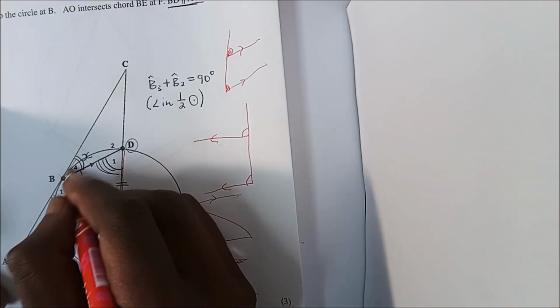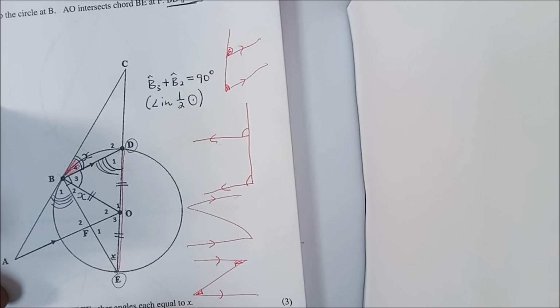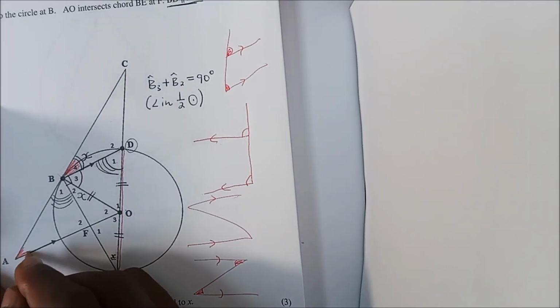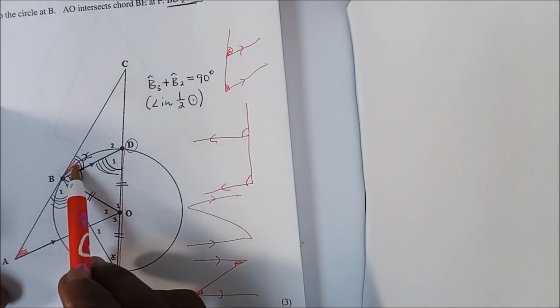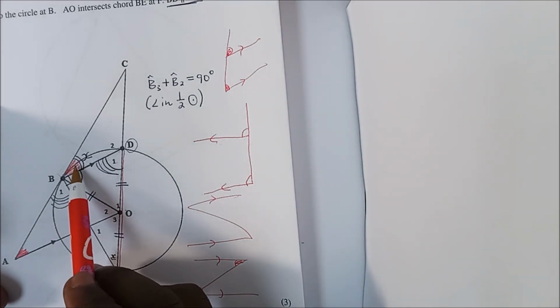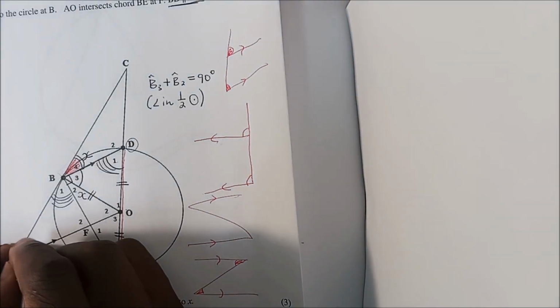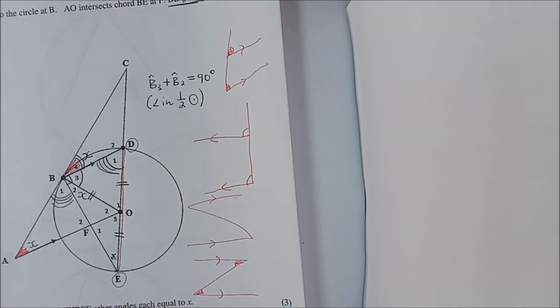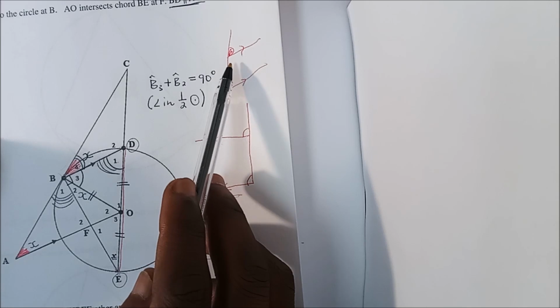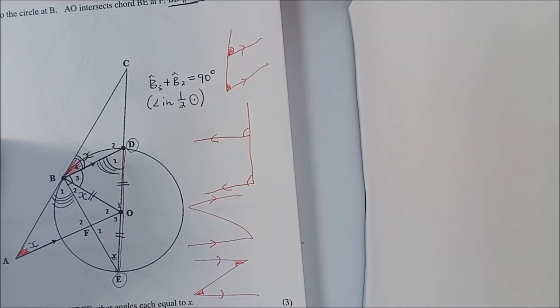Yes. So the first angle will be B4, equal to A. So now you check. B4 is x. If B4 is x, what will be A? Therefore, A will also be x. Do you have a reason? Yes, the reason is corresponding angles because of the parallel lines.